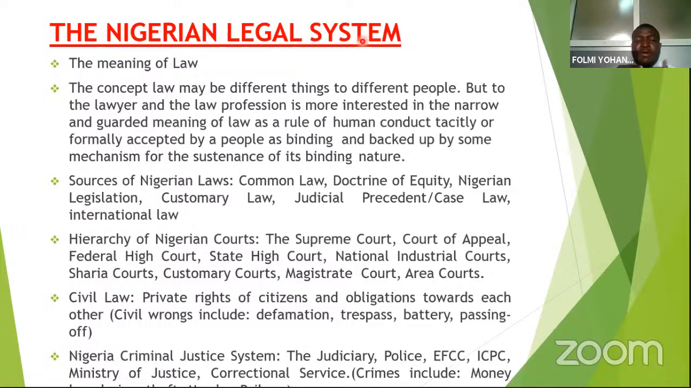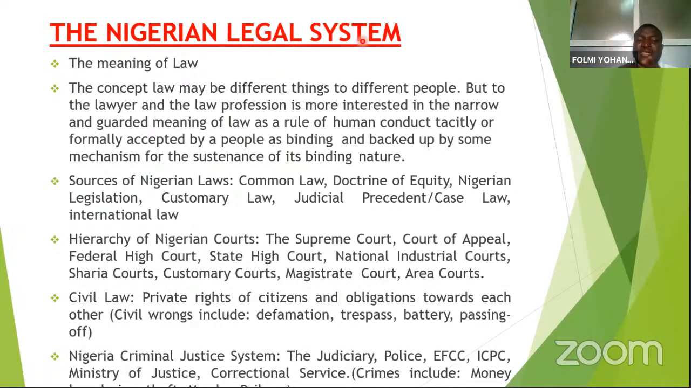Then we have the State High Courts. The State High Courts have unlimited jurisdiction on criminal and civil matters, with the exception of matters that fall within the purview of the Federal High Court. So these are courts we find in the state, and they administer the laws of that state and entertain matters relating to the law of that state.